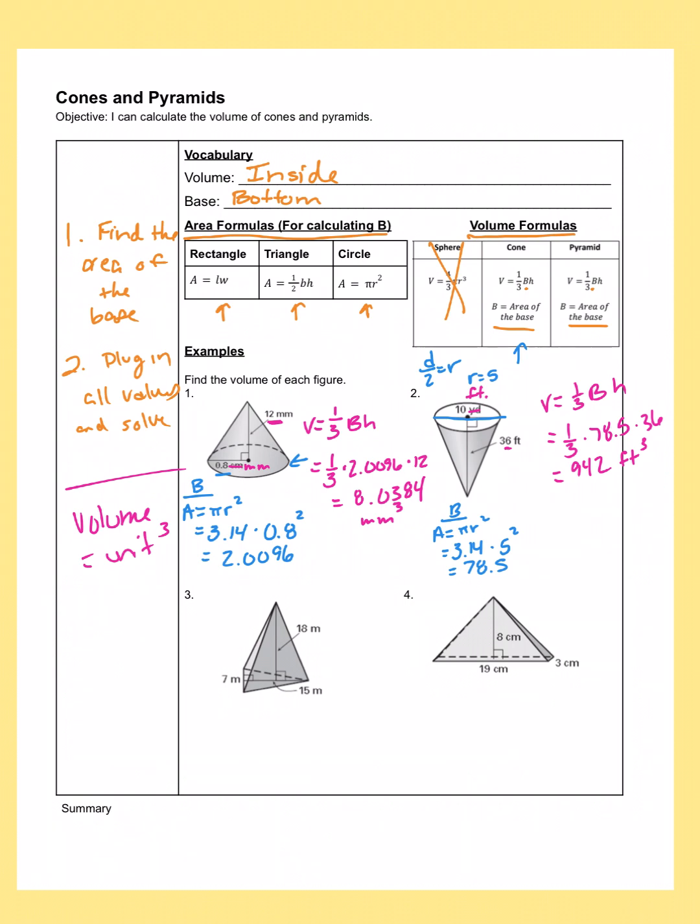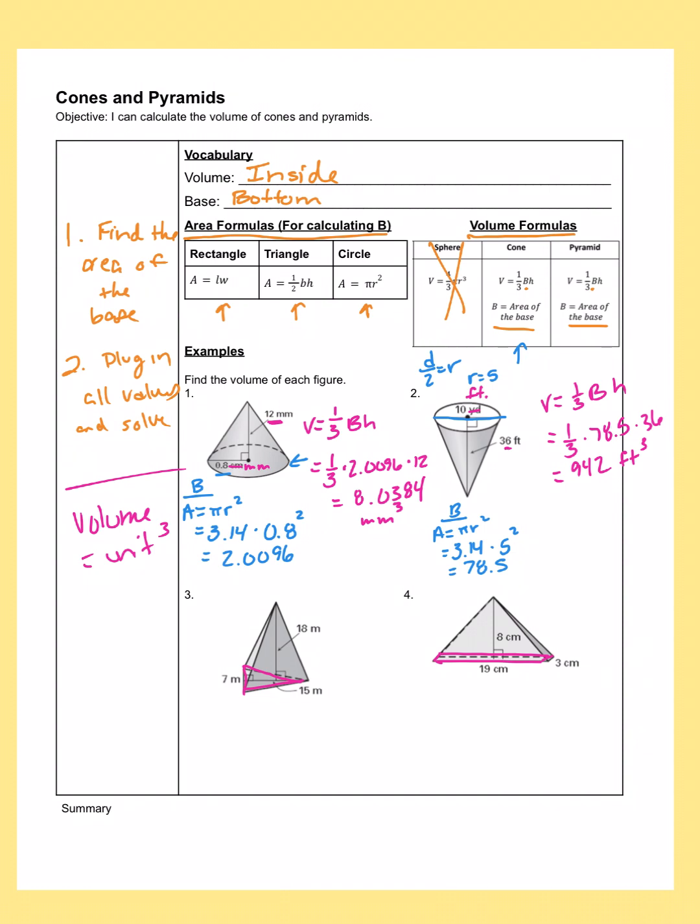All right, that's it for cones. Now we're going to look at some pyramids. We have 2 different kinds of pyramids. If you look at number 3, the bottom or base of this pyramid is this triangle. And in number 4, the bottom or base is this rectangle. So we're going to use 2 different formulas to solve these.